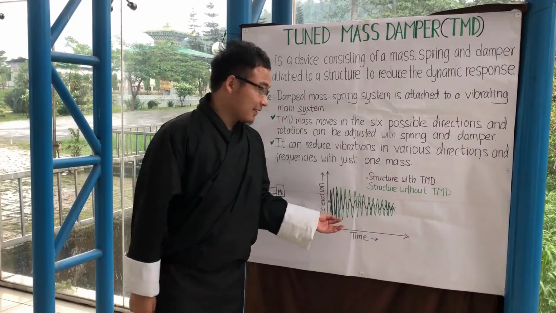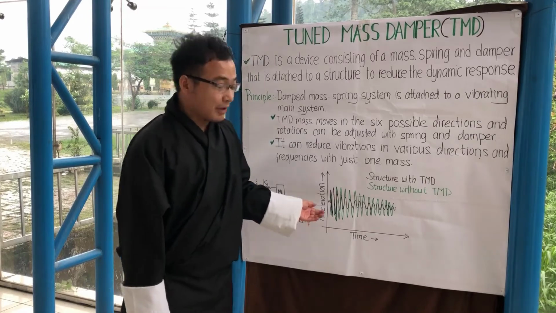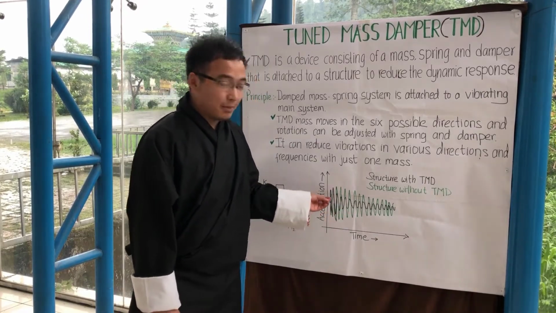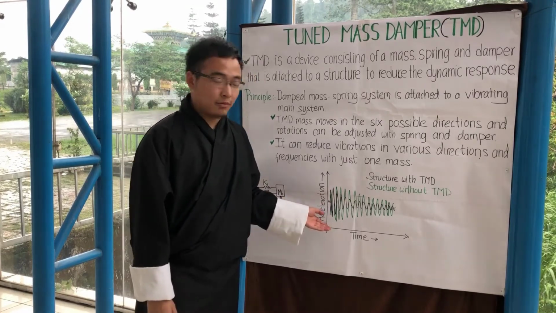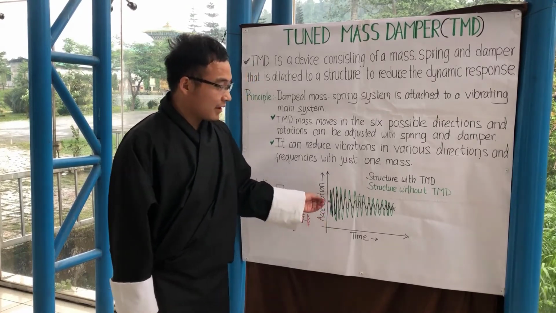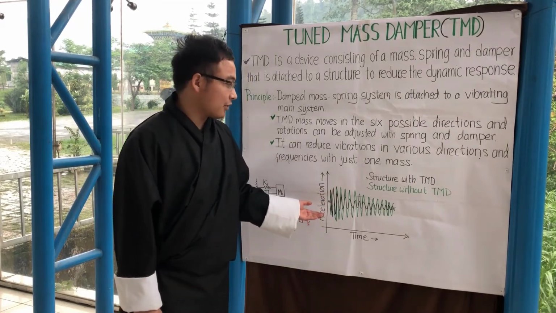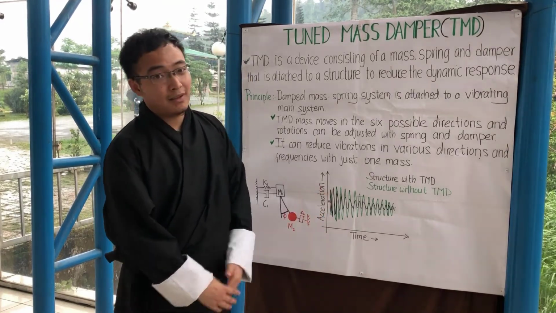This graph represents the behavior of a structure with and without tuned mass damper. The green line here represents the amplitude of vibration of a building without tuned mass damper. And after providing the TMD, we observe that the amplitude of vibration has significantly reduced, as shown by the dark line here.